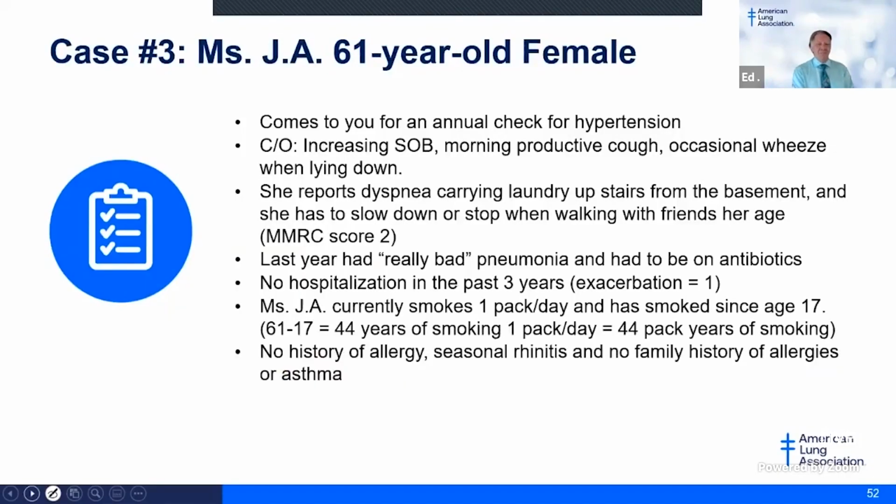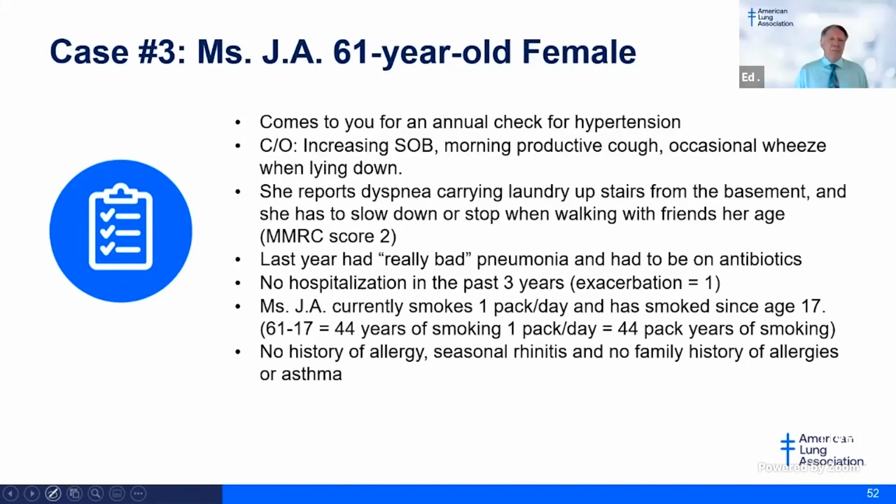All right, our next case, number 3. What I'm trying to do with setting up these case studies is to get you everything that you need to stage the COPD as an A, B, C, or D. First, we need to do the spirometry to make sure they have COPD, right? Or in this particular case, she comes in for hypertension, right?